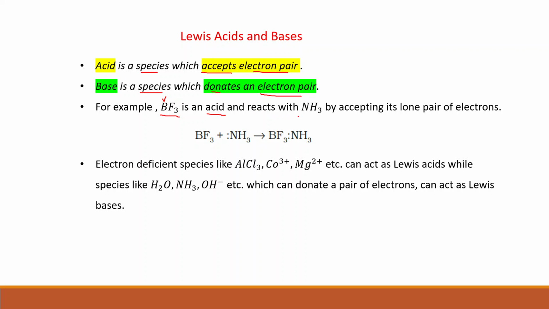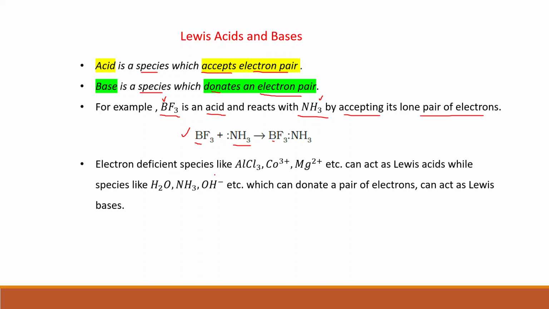And when it reacts with NH3, we know in case of NH3, nitrogen has one lone pair of electrons. So this lone pair of electrons can be donated to the boron of BF3. So BF3 is an acid and reacts with NH3 by accepting its lone pair of electrons, and this reaction can be represented like this. BF3 plus NH3, this lone pair of electrons is donated to this species.